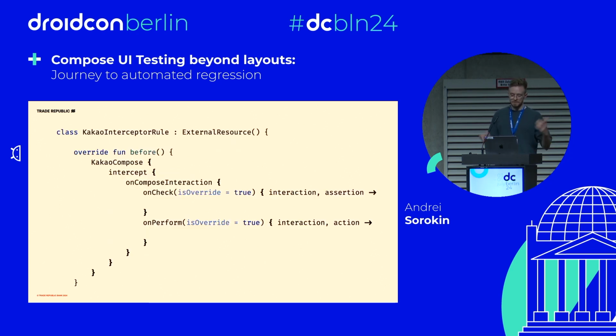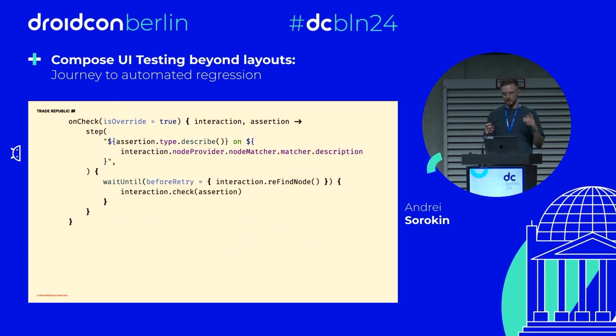So then, how to integrate with Kakao? Well, there is an interceptor, right? And it works like this. You intercept all of the things. You can intercept individual views, but in this case, we just intercept everything. And then if we do the check, we just log it into Allure using the step function. We have this describe function that tries to take the description out of Compose, and then afterwards does the wait until.